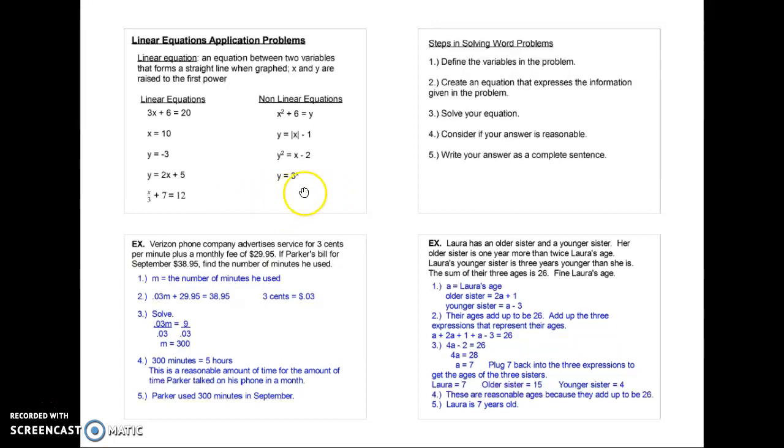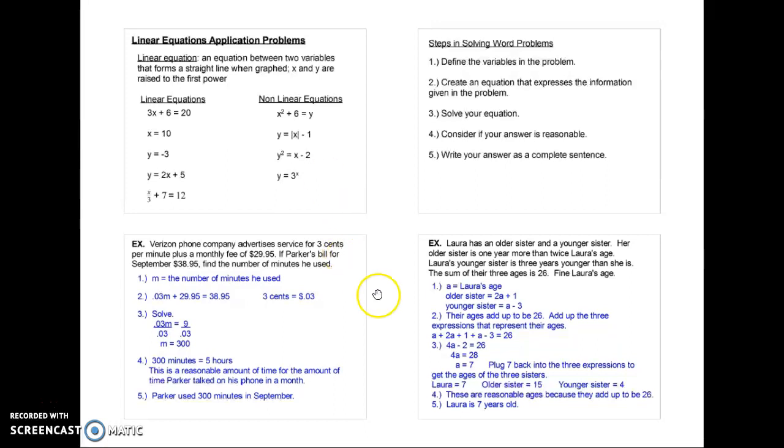Now, nonlinear equations. x squared plus 6 equals y. That x to the second power makes it nonlinear. It's still an equation. It is nonlinear, though. y equals the absolute value of x minus 1. Those absolute value bars around the x make that nonlinear as well. y squared equals x minus 2. That squared on the y value makes that nonlinear. And then y equals 3 raised to the x power. So your exponent is now your variable. That is nonlinear as well.